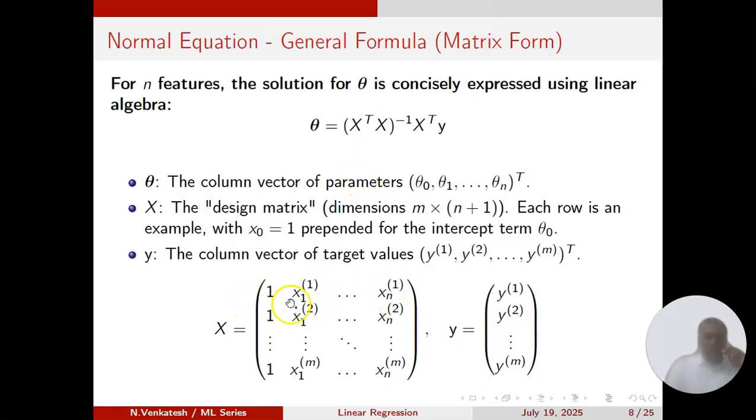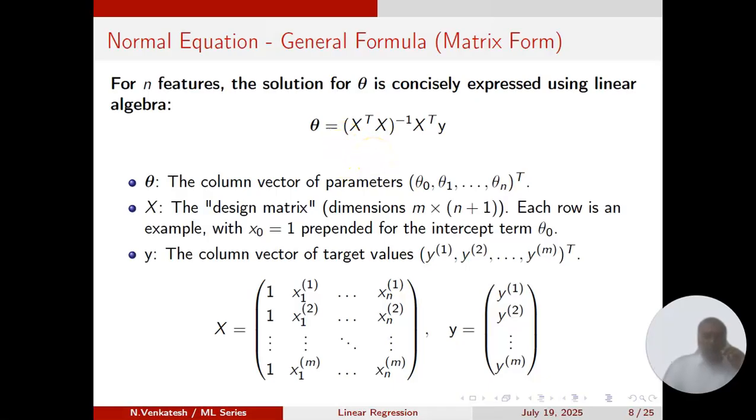every row corresponds to one training example. Every training example has x1, x2, and so on xn values and a y value. And we will be having extra ones here. Those will be coefficients of theta naught. Okay, and so here we have to find an inverse as well as do a matrix multiplication. It is computationally expensive.